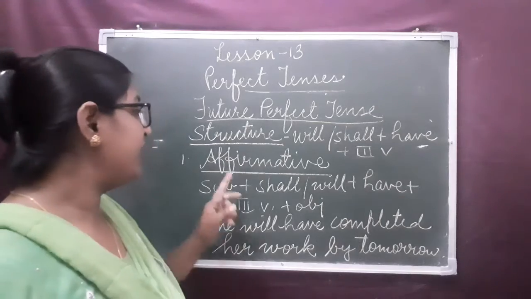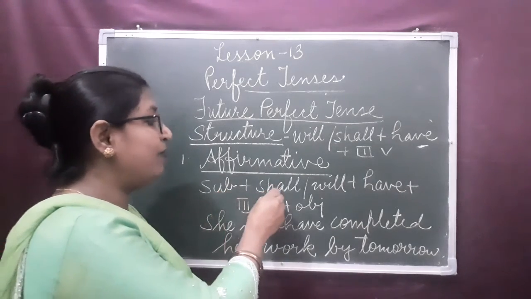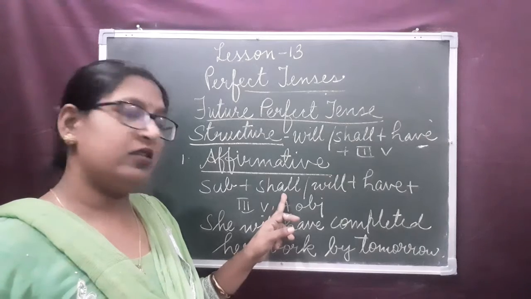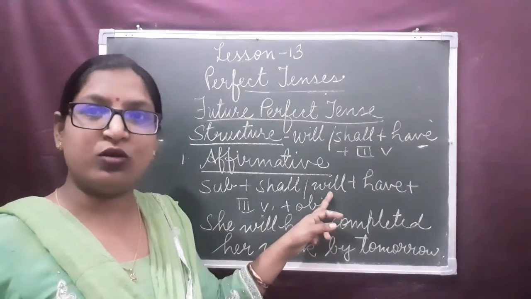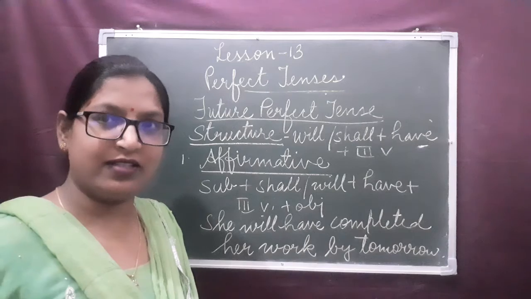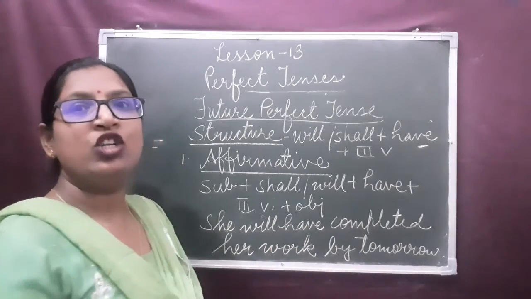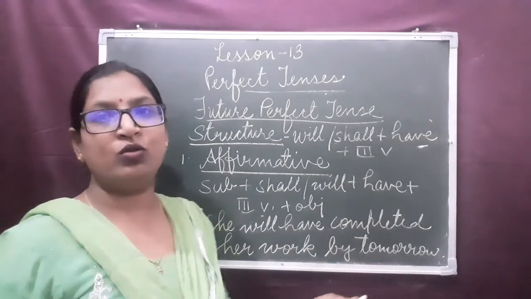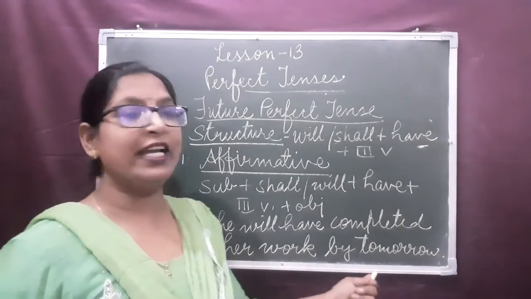Let's see how to frame an affirmative sentence in future perfect tense. Dear children, we write the subject plus shall or will, the modal auxiliaries as per the subject. We know that shall is used with I and we, and will is used with the rest of the subjects. Will can be used with I and we also, okay? Plus have plus third form of the verb and then the object or the complement. Clear? See the example. She will have completed her work by tomorrow. She is the subject. Will have completed is the verb. Will is the modal auxiliary, have and the third form of the verb, completed, her work by tomorrow.